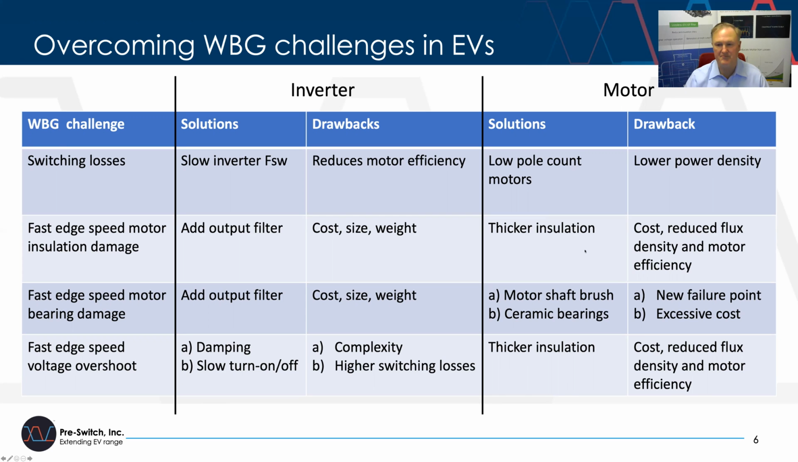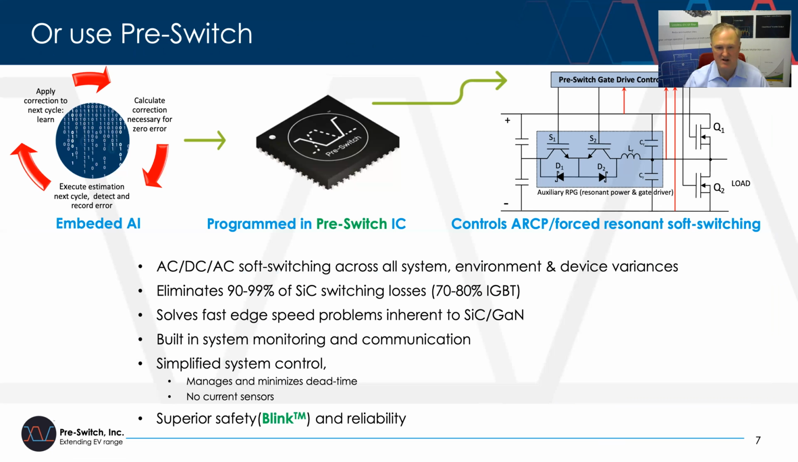So what PreSwitch does is enable a forced resonance soft switching that takes place across all system, environmental, and temperature variances. Even if the devices change over time, we compensate for that within the algorithm. The result is that we can do soft switching across very fast switching frequencies and reduce the switching losses in silicon carbide by 90 to 99%, and in IGBTs from 70% on up to 80%.